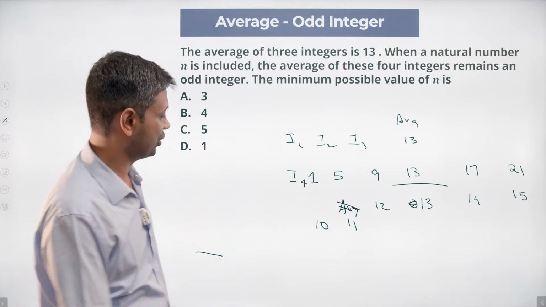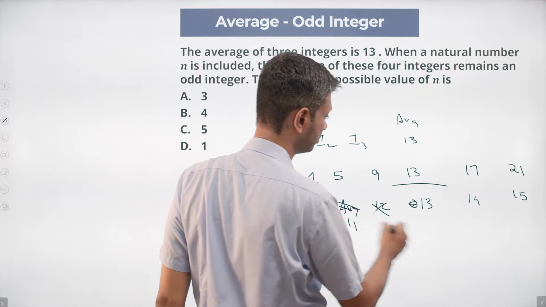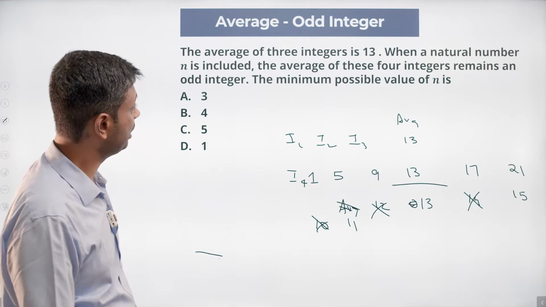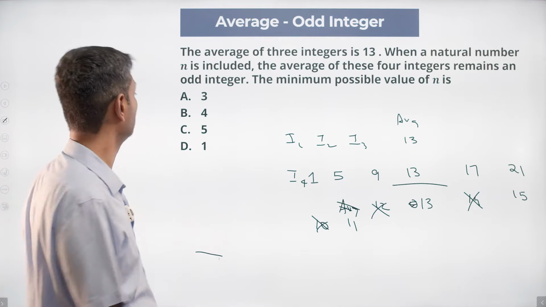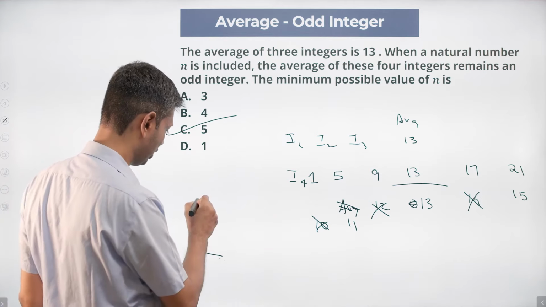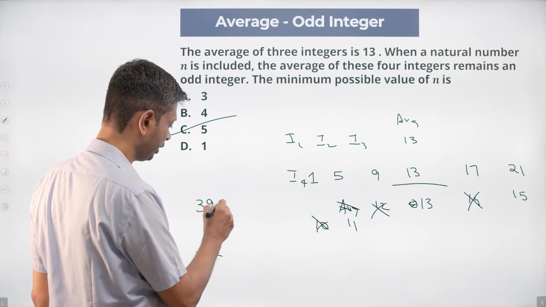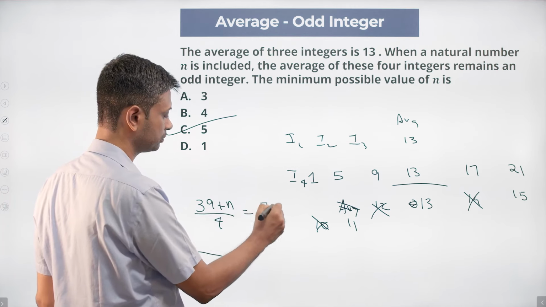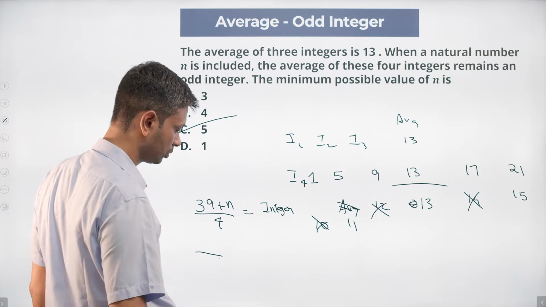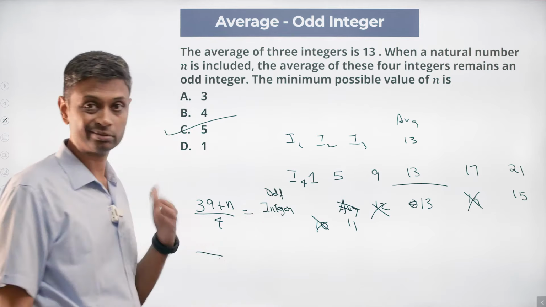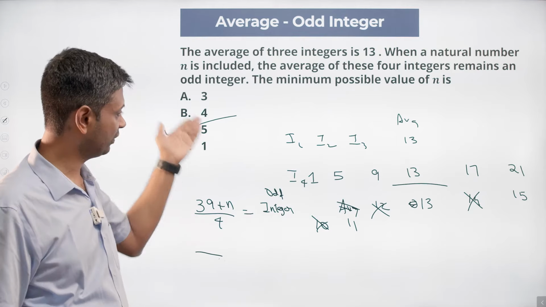It's an odd integer, so I should not include these numbers. You can bring in 5 and the average could go to 11. The minimum possible value of n, or I4, is 5. They're effectively saying (39 plus n) by 4 is equal to an odd integer. 39 plus 1 by 4 is 10, doesn't work. 39 plus 5 by 4 is 11, that works, we are through.